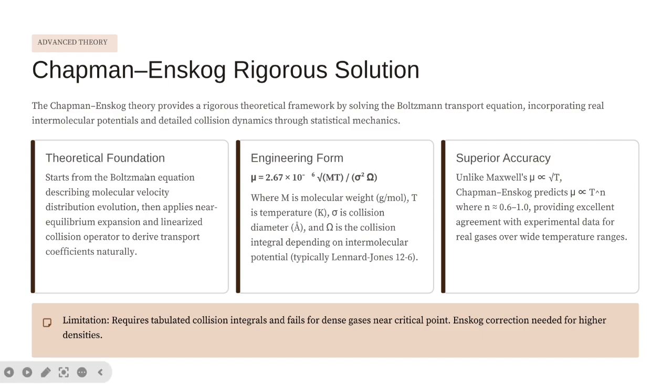Now we see the derivation. First of all, we start from the Boltzmann equation, then we assume near equilibrium, then we expand the distribution function, linearize the collision operator, and integrate to obtain the shear stress. Unlike Maxwell's simple relation, this predicts mu proportional to T to the power n, where n is between 0.6 and 1. This gives much better agreement with experiments. Also, it has some limitations: it requires tabulated collision integral values, which fail near the critical point.